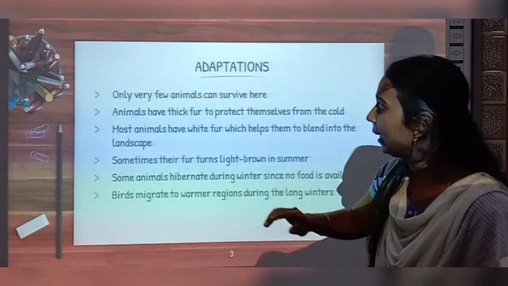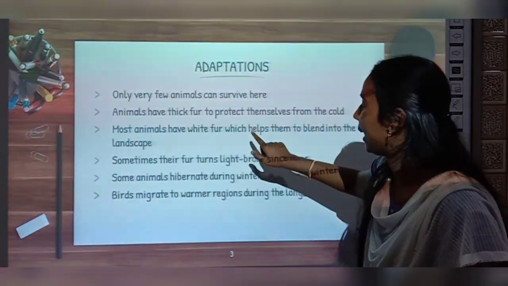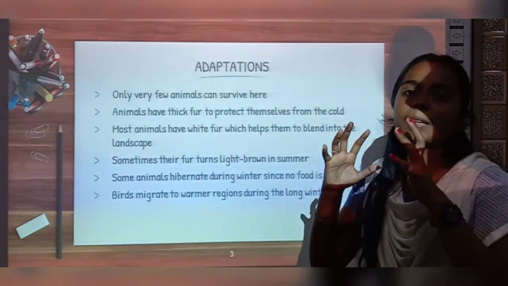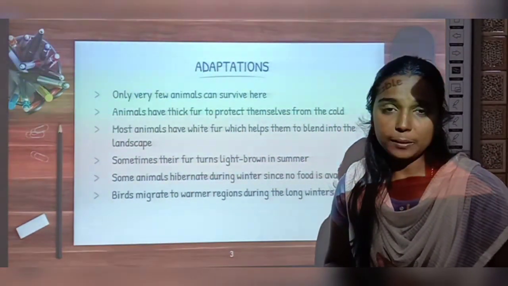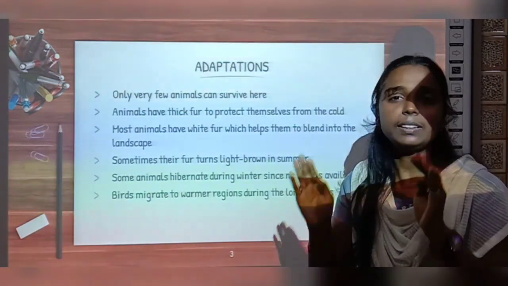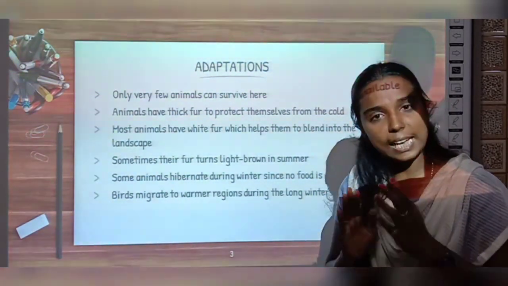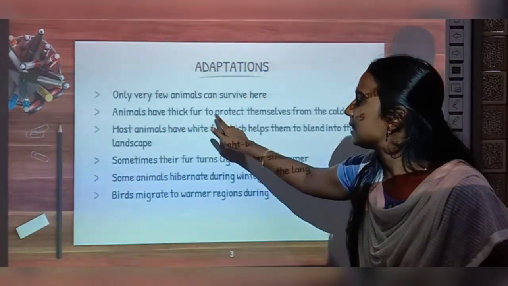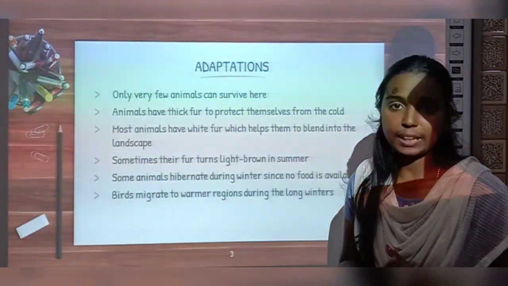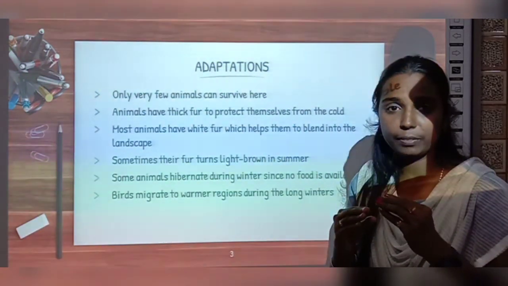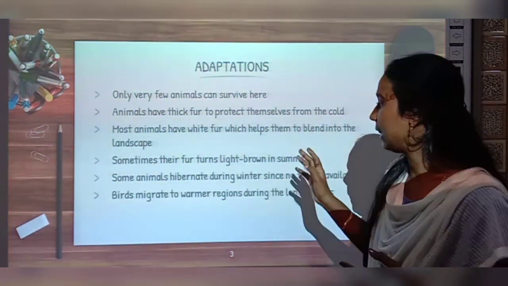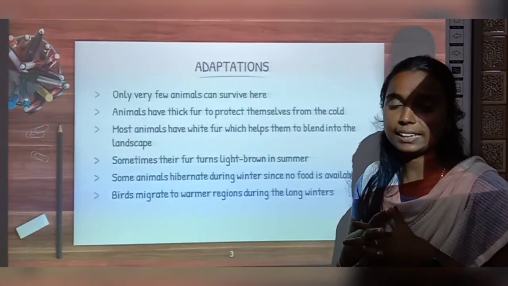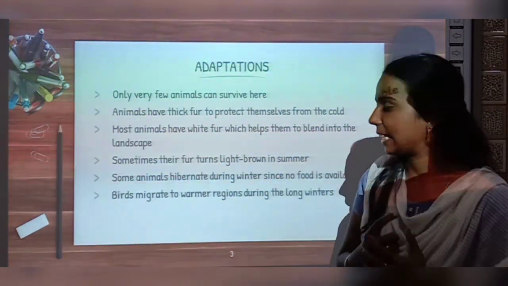And then see the next point: most animals have white fur, which helps them to blend into the landscape. So how is the landscape in the frigid zone? It is completely covered with snow, right? What is the color of the snow? It is white, right? See, these animals also have white fur so that they can blend into the landscape. So we cannot easily differentiate between the animals and the snow. That is the next adaptation they have.